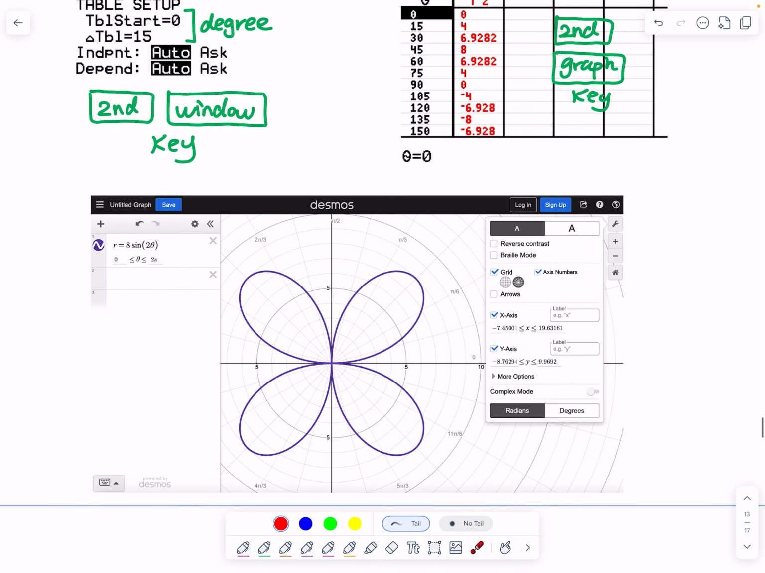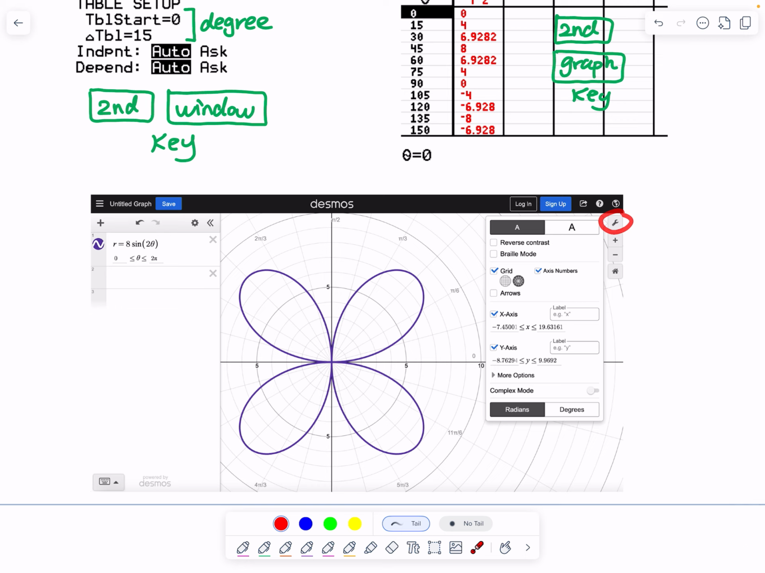What about Desmos? For Desmos, you need to hit this wrench, and then you select that for polar graph. Otherwise, the first one by default is for rectangular graph, which is the XY plane. And then once you did that, you can go to the right-hand side and just input r equals 8 times sine 2 theta. Theta goes from 0 to 2 pi.